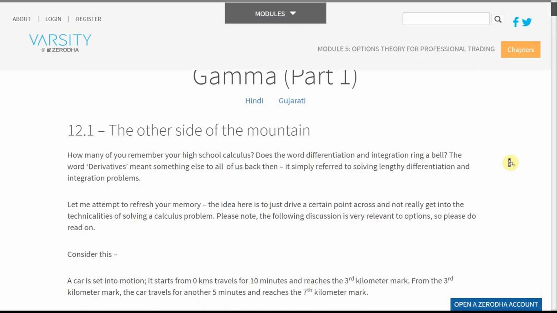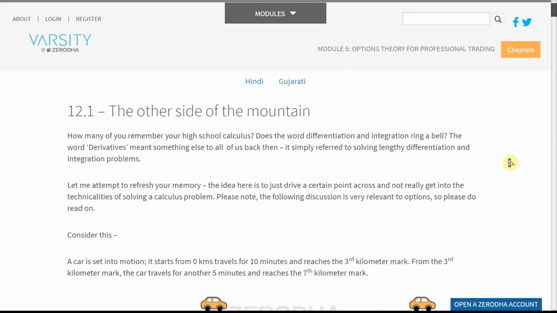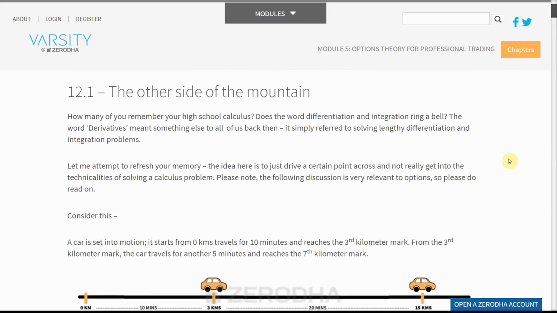12.1 The other side of the mountain. How many of you remember your high school calculus? Does the word differentiation and integration ring a bell? The word derivatives meant something else to all of us back then. It simply referred to solving lengthy differentiation and integration problems. Let me attempt to refresh your memory.